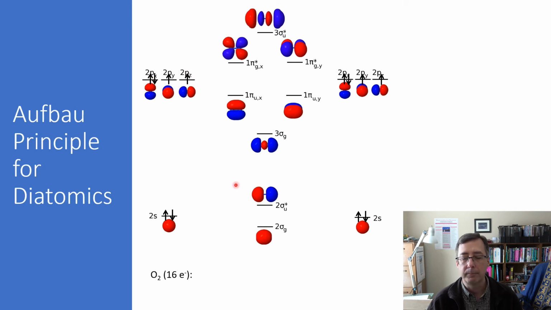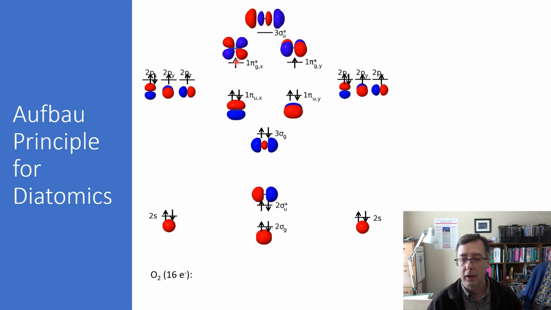Same thing on the right. And then I just filled these up until I ran out of electrons. So if I count my electrons up, I get this. Same as C2 starting off, except that now I've filled the 3 sigma g, which is now below the 1 pi u. And then I have 2 more electrons, because O2 has a net of 4 more electrons than C2.